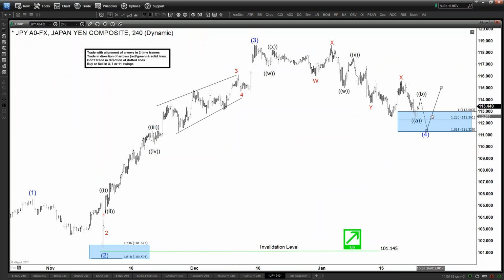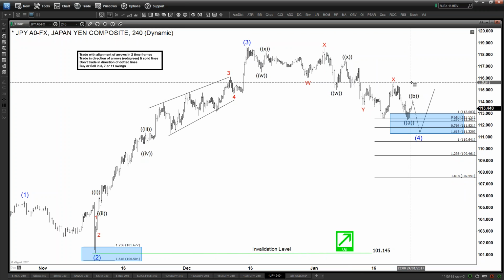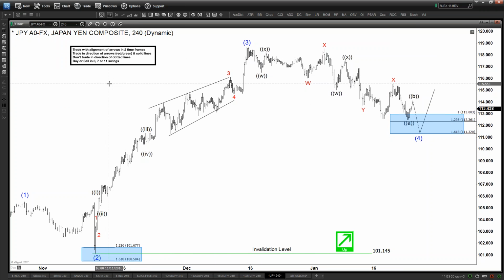It is now a triple three structure. This was too big to be wave 4 of C, which is why we're going with the triple three. And if you take a look here, we already reached the equal W, and if you go with the Y leg, the next equal legs is a bit lower at 110.64, which is why the dollar yen becomes a bit tricky to buy now, to be honest.